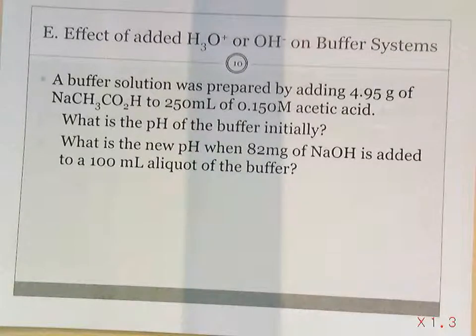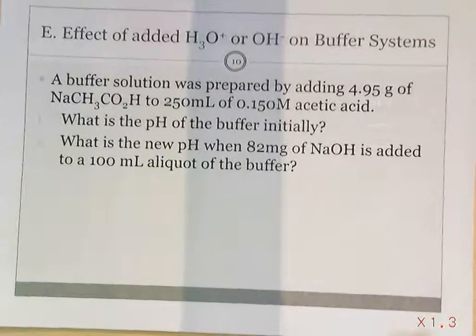So let's say I'm going to use acetic acid again. Eventually, I'll come up with another fun pair of weak acid and conjugate base, but it's just a go-to. I made a buffer solution by adding 4.95 grams of sodium acetate to 250 milliliters of 0.150 molar acetic acid. I want to know what is the original pH of this solution.